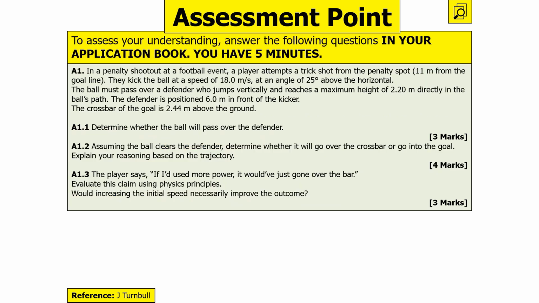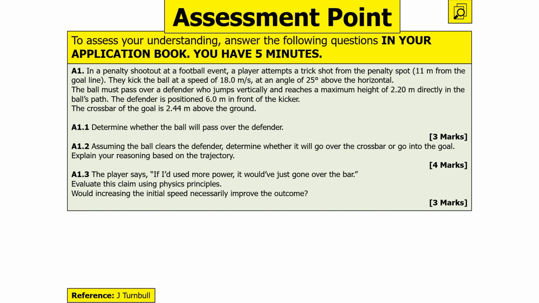In a penalty shootout at a football event, a player attempts a trick shot from the penalty spot, 11 metres from the goal line. They kick the ball at a speed of 18 metres per second at an angle of 25 degrees above the horizontal. The ball must pass over a defender who jumps vertically and reaches a maximum height of 2.20 metres directly in the ball's path. The defender is positioned 6 metres in front of the kicker. The crossbar of the goal is 2.44 metres above the ground.